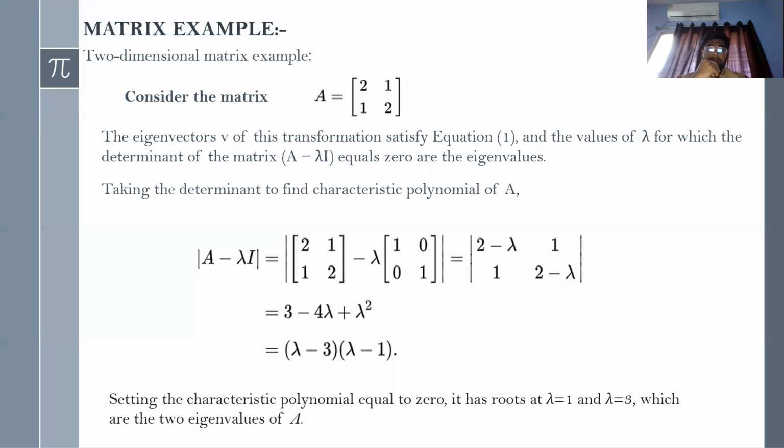By simplifying it, by taking the determinant, 3 minus 4 lambda plus 4 plus lambda square is the answer, and the roots are lambda minus 3 equals 3 comma 1. Setting the characteristic polynomial equal to 0, it has roots at lambda equal to 1 and lambda equal to 3, which are the two eigenvalues of A.